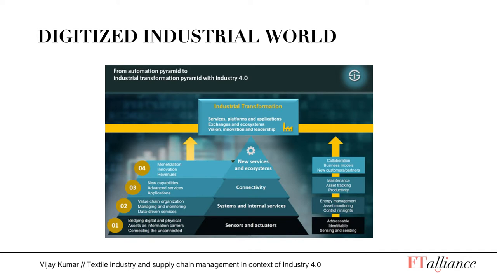Those higher level systems are collecting the data and processing the data, and then the next layer is connectivity. That means those systems are connected through the internet to other systems. Those could be within the same industry, within the same supply chain, or anywhere around the world. Beyond that, on the top, we have new services originating out of these connected systems. And on top of that, we have different platforms offering different services, applications, and ecosystems, that are the result of this digitization through Industry 4.0.